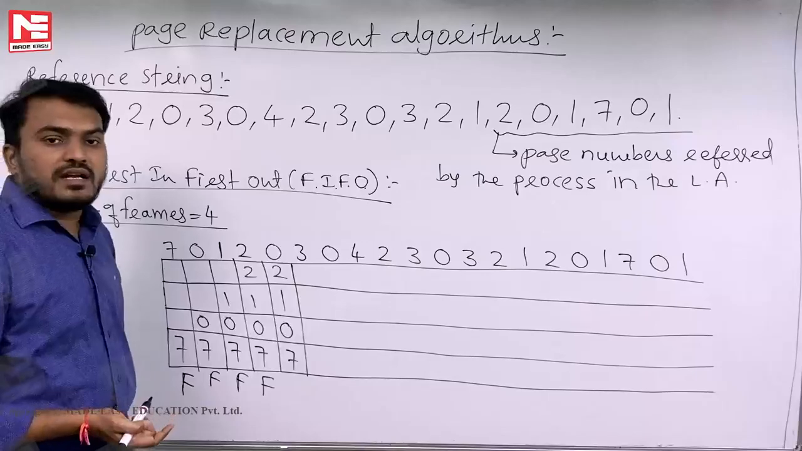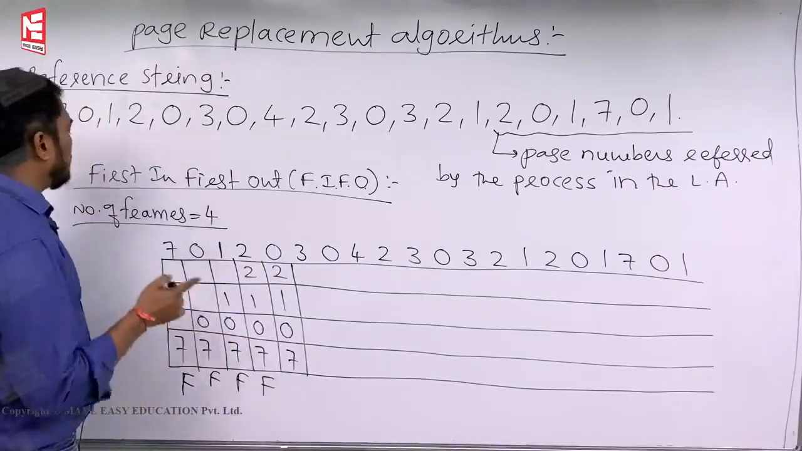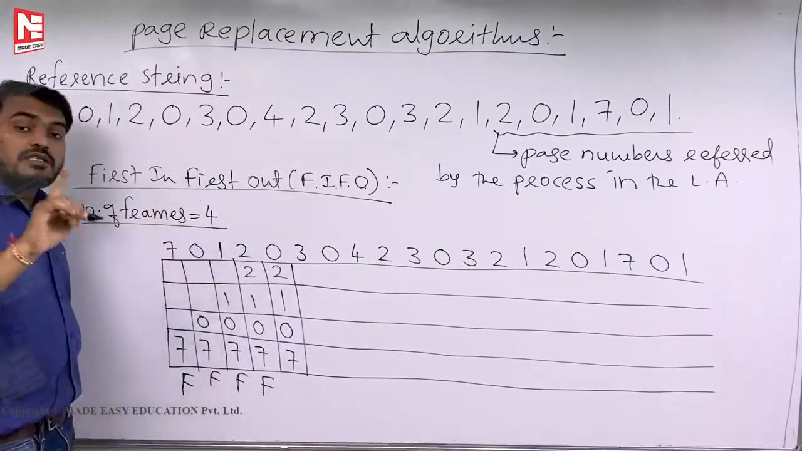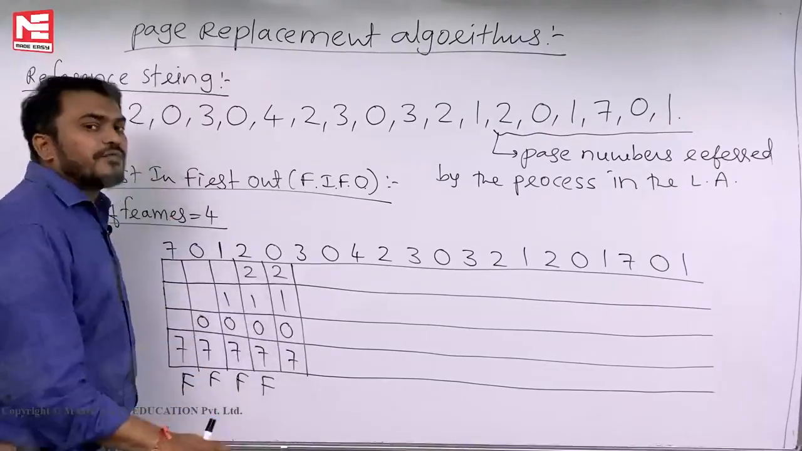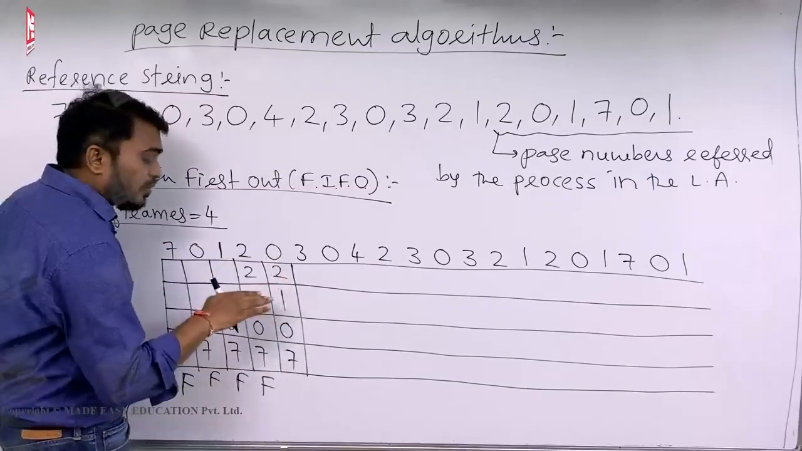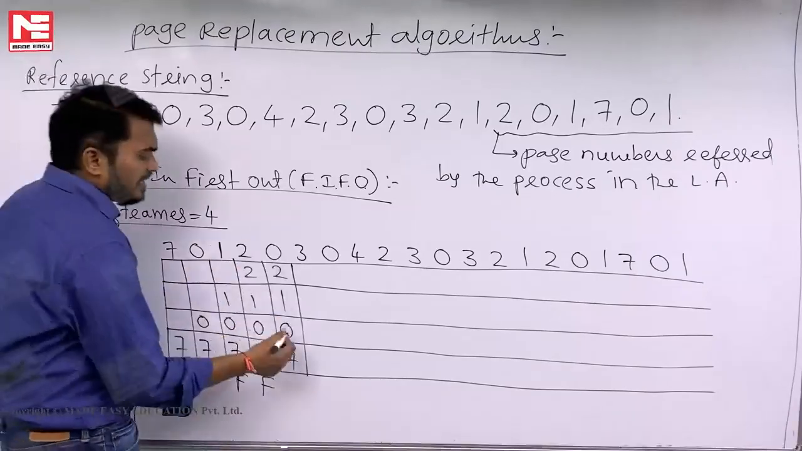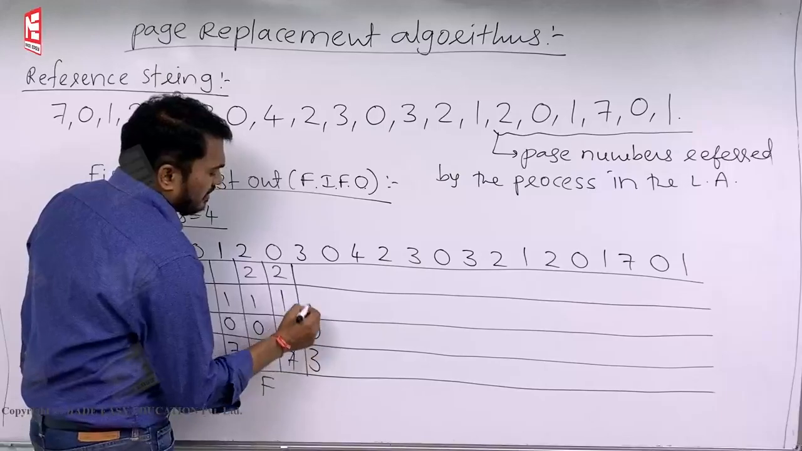So we need to replace one of the pages. Now tell me which one we are going to replace. What does the algorithm say? First in, first out. First in, first out: whichever page comes first into memory will be replaced first. Now tell me, एक बार सोचो, 7012 में मेमोरी में कौन पहले आया था? 7 आया था. Very simple. So replace the 7 with the 3 and copy the remaining as it is.